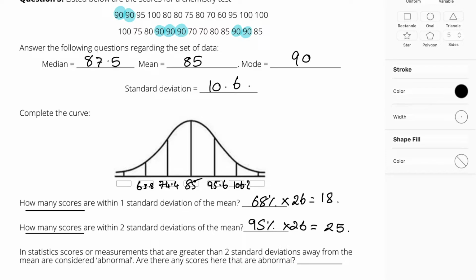It then says, in statistics, measurements that are greater than two standard deviations away from the mean are considered abnormal. Are there any scores here that are abnormal? So is there any ones that are going to be outside of the two standard deviations? So we're talking about something bigger than 106.2. And if we look at the data back up here, there is no value there that's going to lie above our 106.2, and there's actually nothing below 63.8 either. So there's nothing that is two standard deviations away, too high or too low.